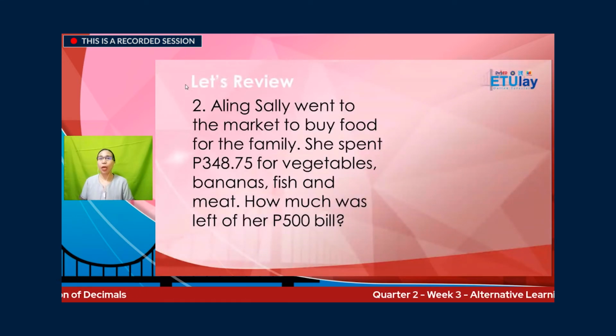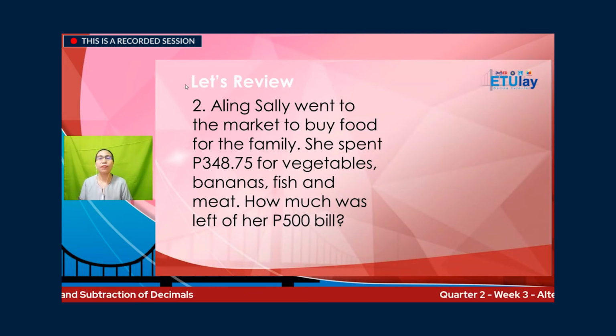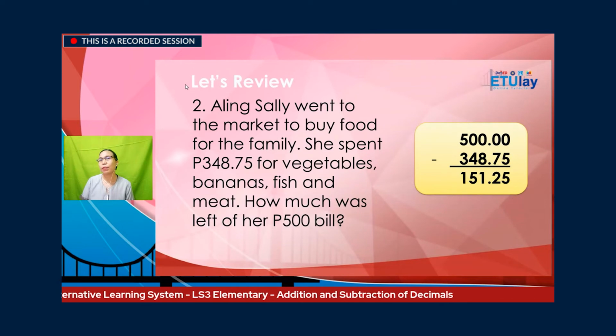And now let's have number 2. Aling Sally went to the market to buy food for the family. She spent 348.75 pesos for vegetables, bananas, fish, and meat. How much was left for her 500 bill? We have 500 minus 348.75. We need to subtract.